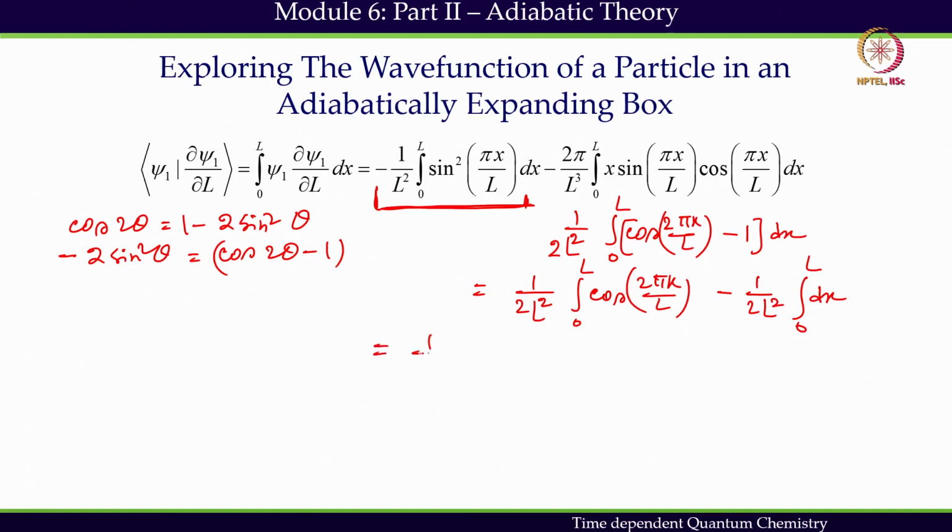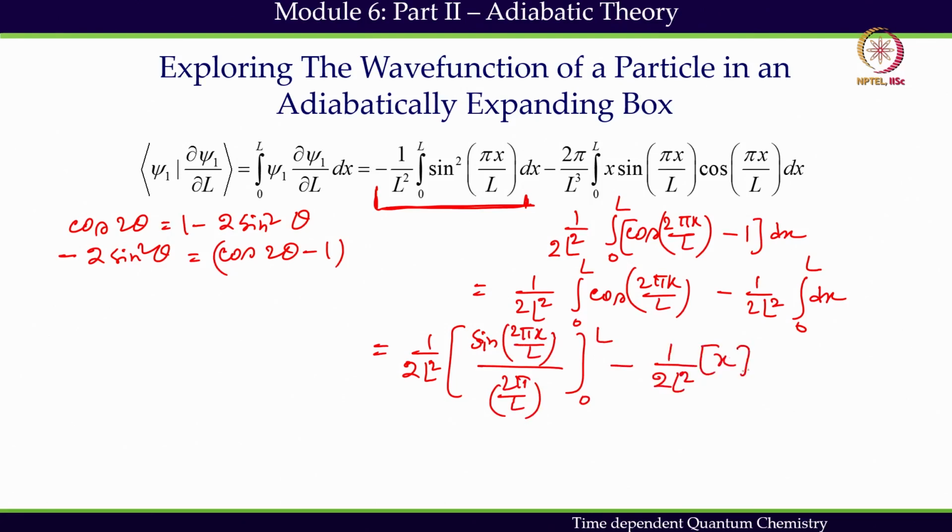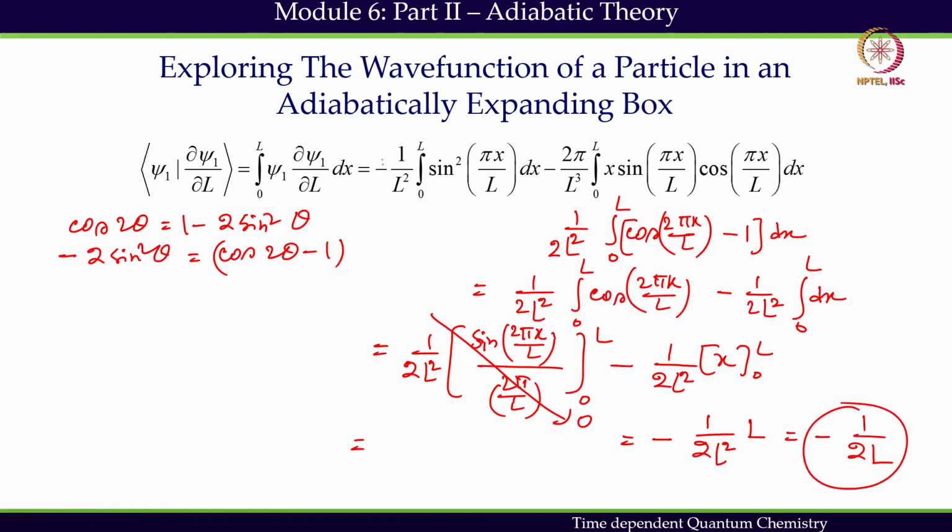So this can be written as 1 by 2 L square sine 2 pi x by L divided by 2 pi by L, from 0 to L, minus 1 by 2 L square x from 0 to L. Now if x equals L, then this becomes sine 2 pi. Sine 2 pi is going to be 0, and when x equals 0, then also 0. So the entire term goes to 0. What I get finally is minus 1 by 2 L square times L, or in other words minus 1 by 2L. So we have neglected this negative term. So this part is giving me minus 1 by 2L.